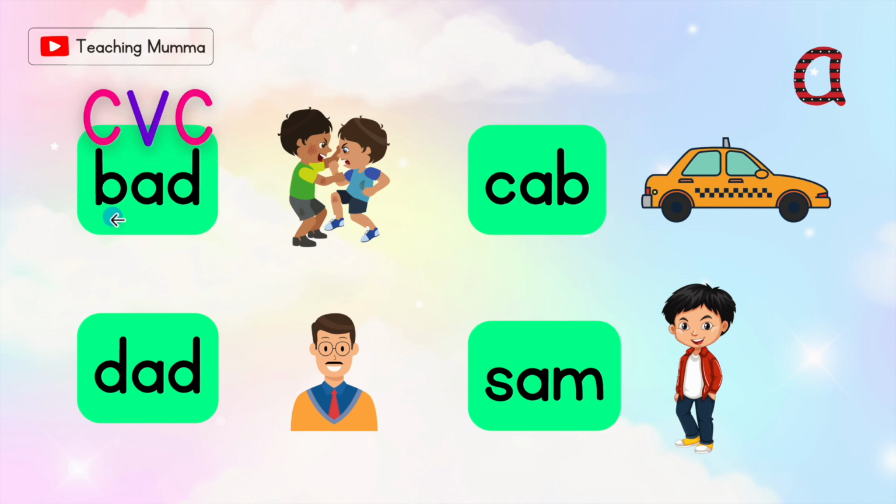CVC. B is a consonant, A is a vowel and D is a consonant. And these are the words with a vowel in the middle. Let's repeat this again.